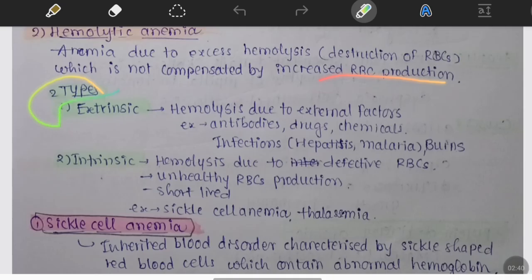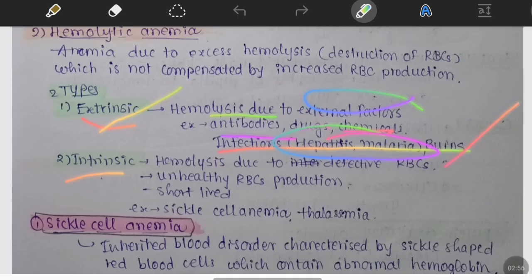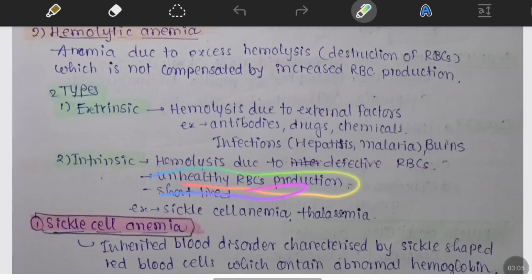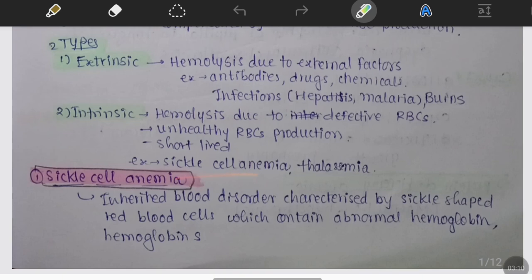There are two types of hemolytic anemia: extrinsic and intrinsic. Extrinsic is hemolysis due to external factors, such as antibodies, drugs, chemicals, and infections like hepatitis, malaria, and burns. Intrinsic factors are due to defective RBCs, unhealthy RBC production, and short-lived RBCs, in diseases like sickle cell anemia and thalassemia.